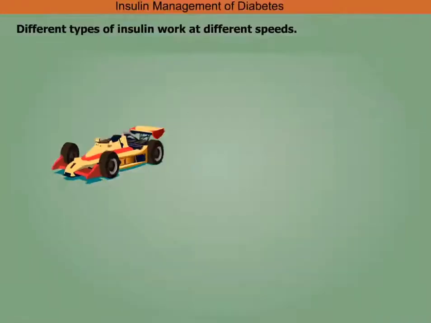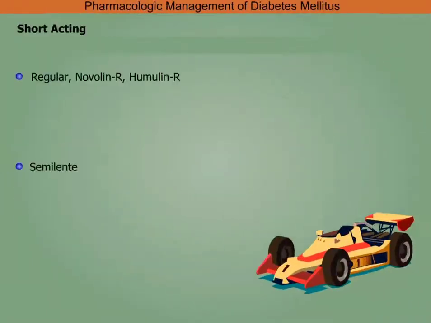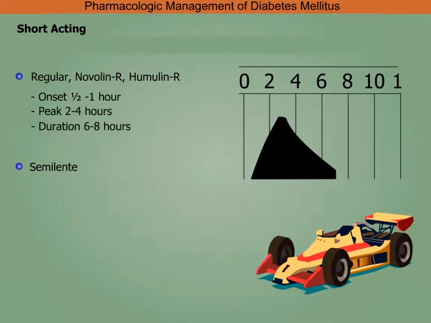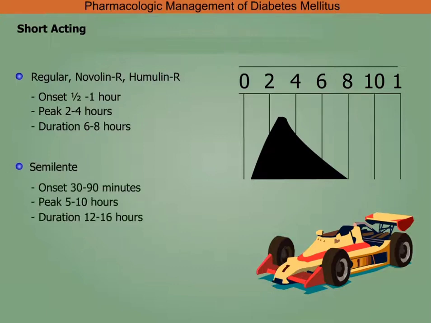Short acting. Regular, Novolin R, and Humulin R. Onset in 1/2 to 1 hour. Peak in 2 to 4 hours, with a duration of 6 to 8 hours. Semilente. Onset in 30 to 90 minutes. Peak in 5 to 10 hours, with a duration of 12 to 16 hours.